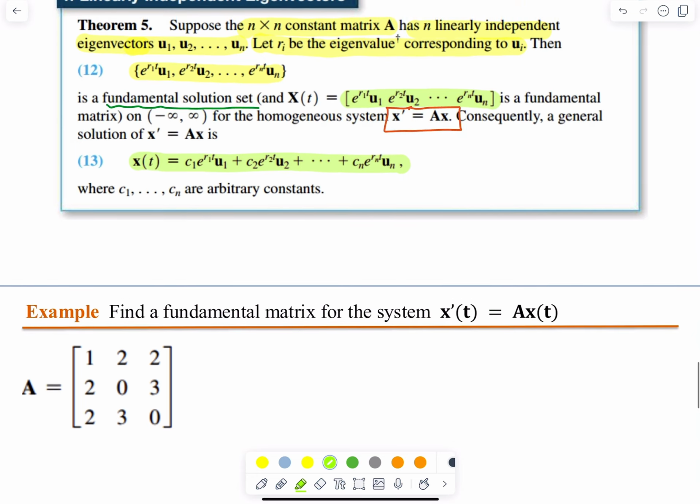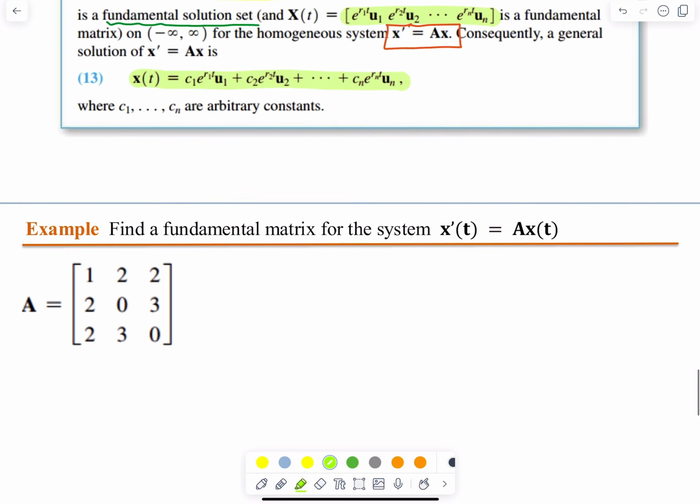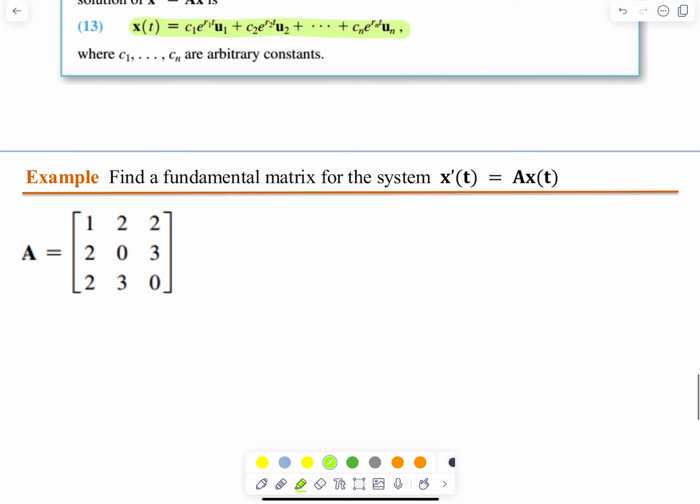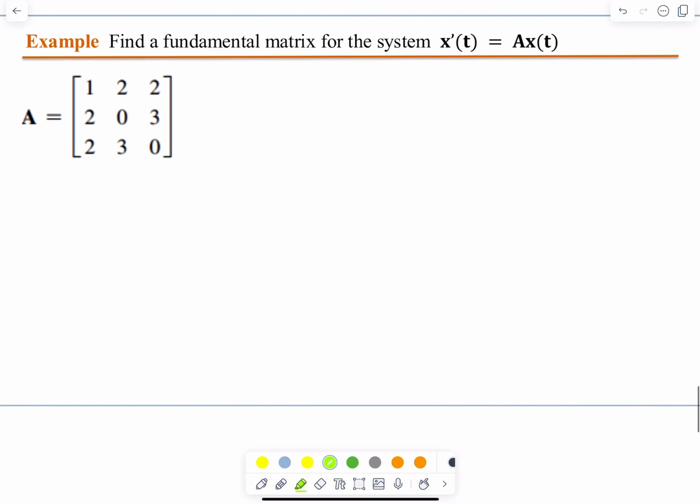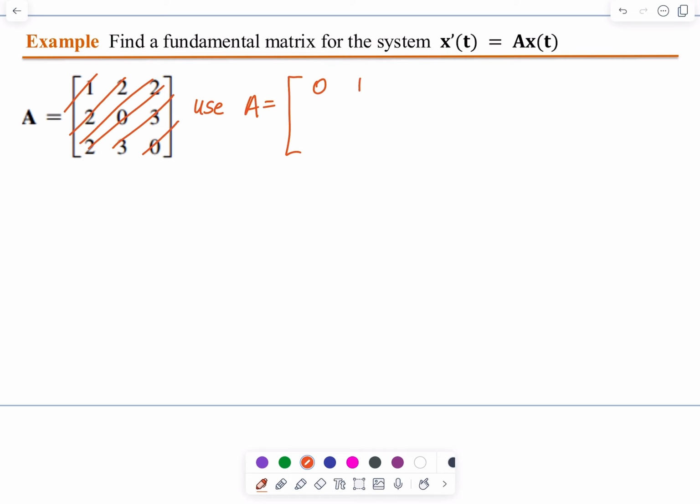Let's find a fundamental matrix for this system, x prime of t equals Ax of t. Actually, I have the wrong matrix here, so let me go ahead and use matrix A as this matrix: 0, 1, 0, 0, 0, 1, 8, negative 14, and 7. So we will omit the matrix that was written there.